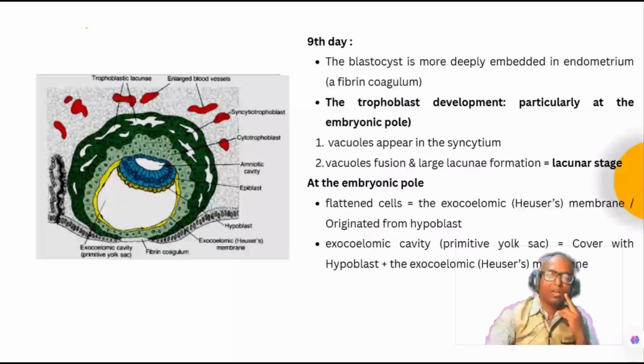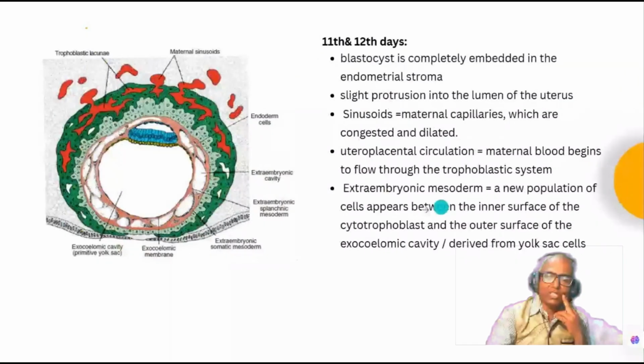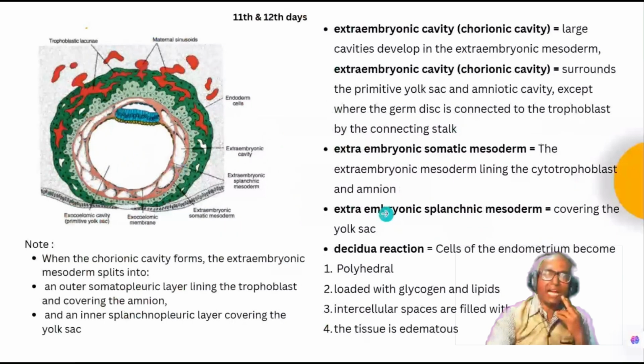Okay, so the extraembryonic mesoderm: a new population of cells appears between the inner surface of the cytotrophoblast and the outer surface of the exocoelomic cavity. You get a new type of cells forming the extraembryonic mesoderm. Now, what happens in this extraembryonic mesoderm is the formation of the extraembryonic cavity, which is called the chorionic cavity.